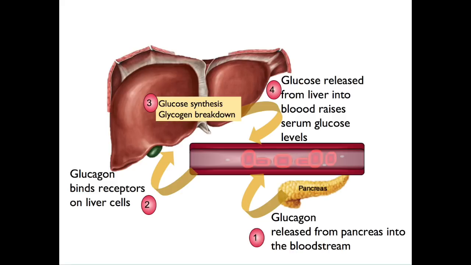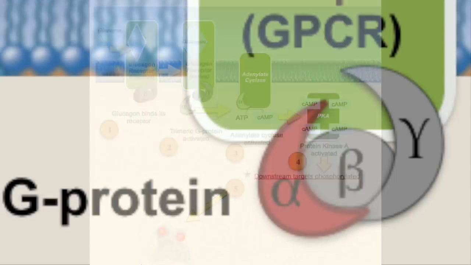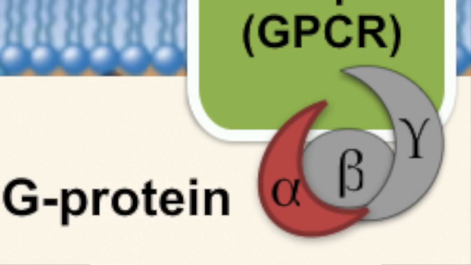Glucagon binds to its receptor on the surface of liver cells. These are called hepatocytes. Now, the thing is, glucagon receptors are something called a G-protein coupled receptor. This means that it's coupled to a trimeric protein called a G-protein.